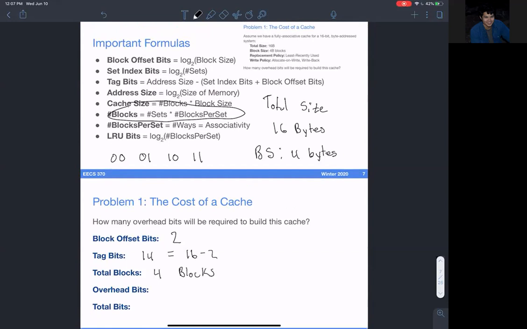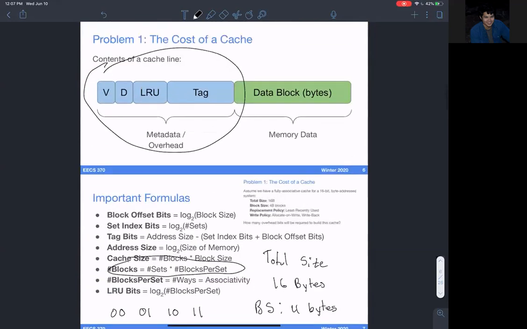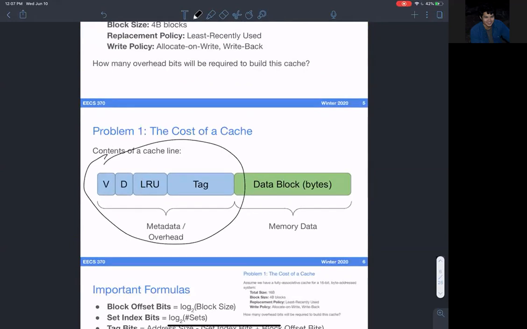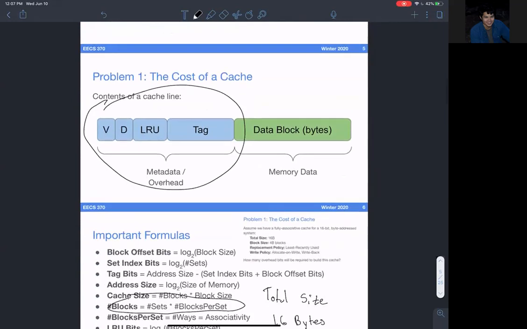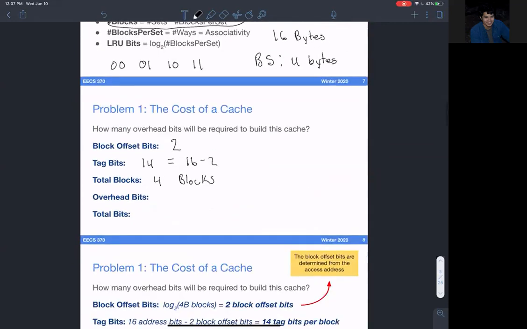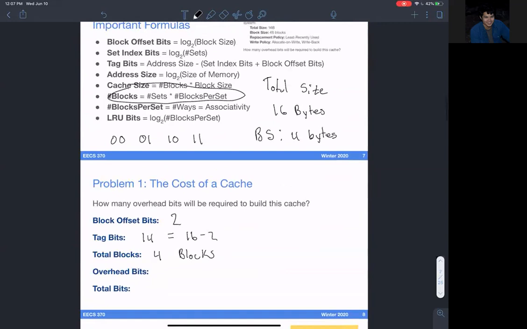And now, how do we go about calculating our overhead bits? Well, back here, we know that our overhead bits are the valid bits, the dirty bits, the LRU, and the tag. So we already know how many bits are in our tag, and we know that valid and dirty only need 1 bit each. So the question is, how many bits are in our LRU? So 2 bits in our LRU. Yep, that's correct. The reasoning why we have 2 LRU bits is because we have 4 blocks, and that's how many bits we need to address 4 things.